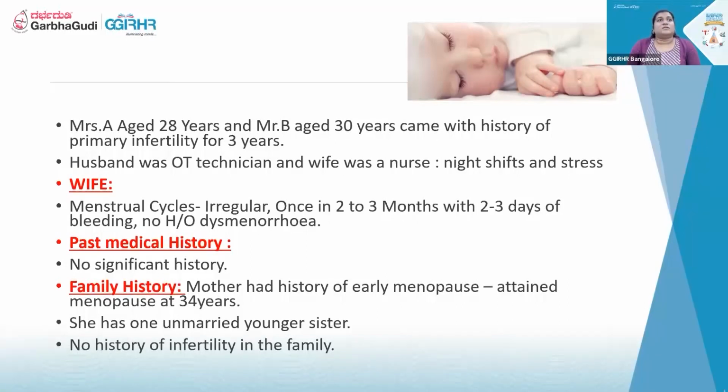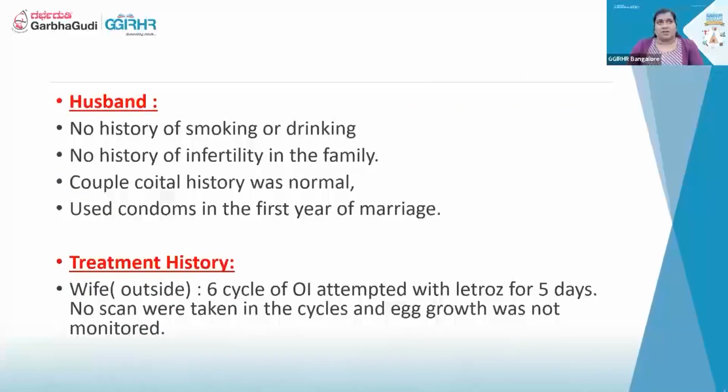The wife had irregular menstrual cycles once in 2 to 3 months with 2 to 3 days of bleeding, and there was no history of dysmenorrhea. There was no significant past medical history. In the family history, her mother had early menopause, attained at 34 years. She had one unmarried younger sister, and there was no history of infertility in the family. Husband had no history of smoking or drinking, and no history of infertility in the family.